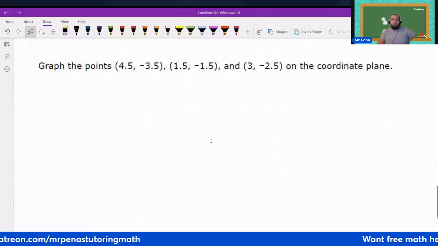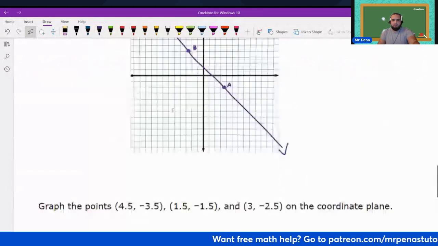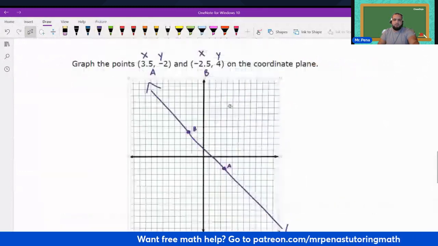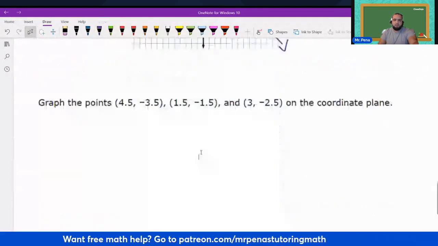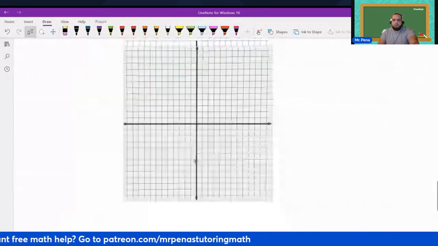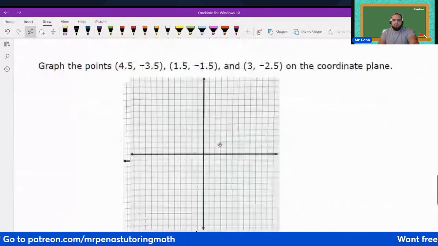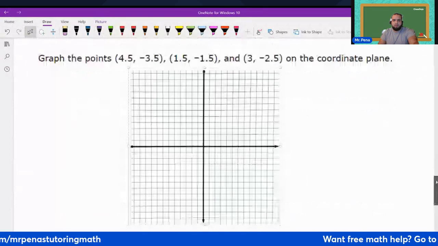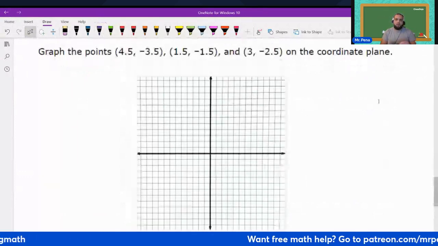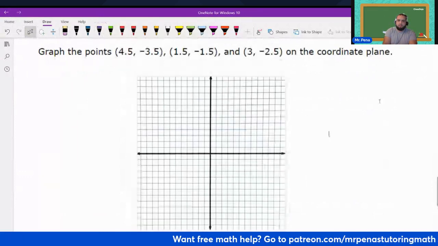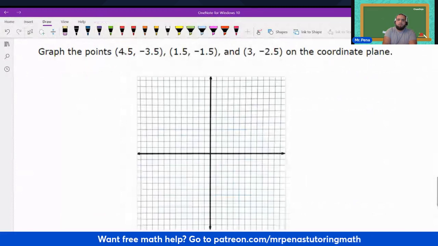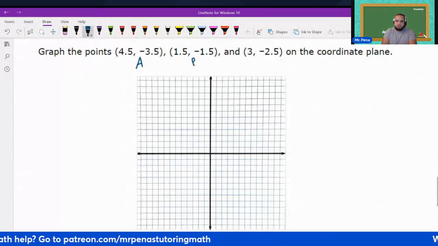There you go. Graph the points on the coordinate plane. This is going to be our last problem for the day. Let's see if it gives us, no, it doesn't. That's fine. There you go. Graph the points on the coordinate plane. 4.5 and negative 3.5. Let's just give it a name. A, B, and C.